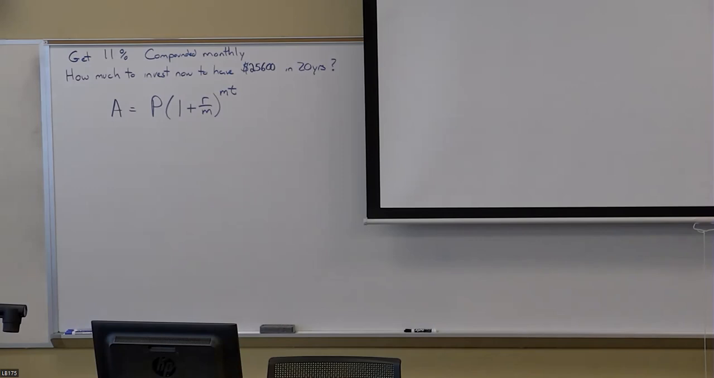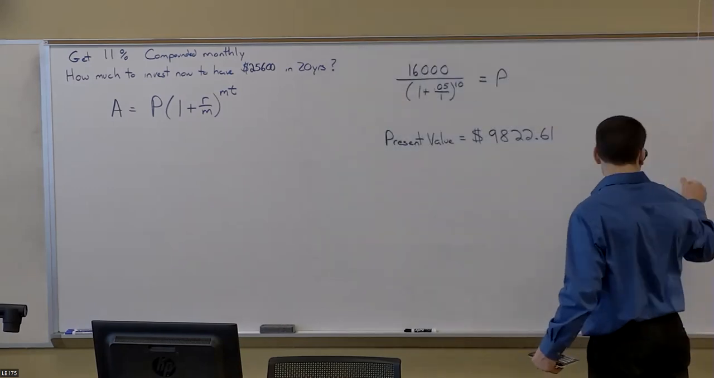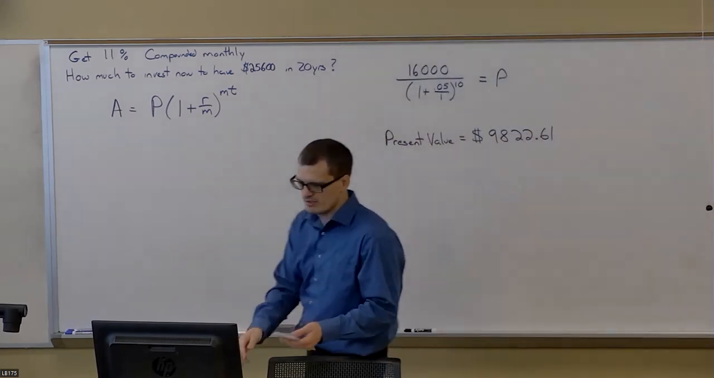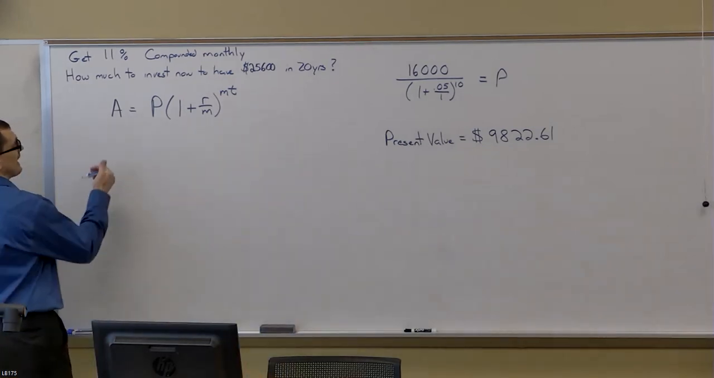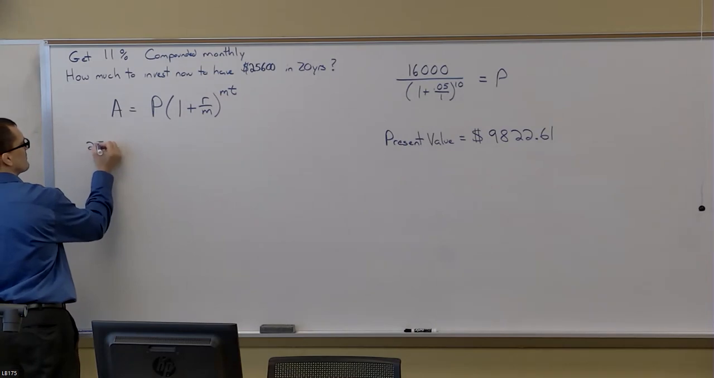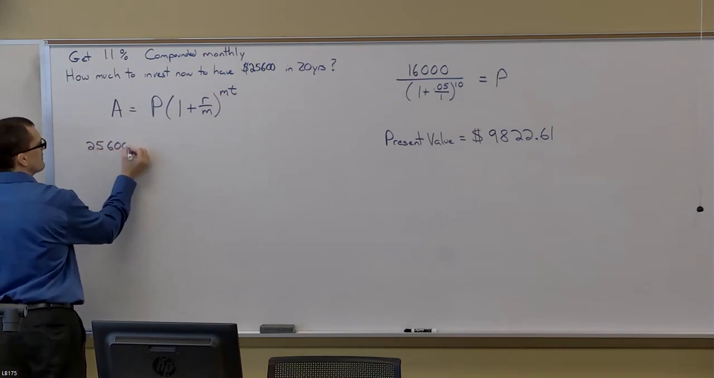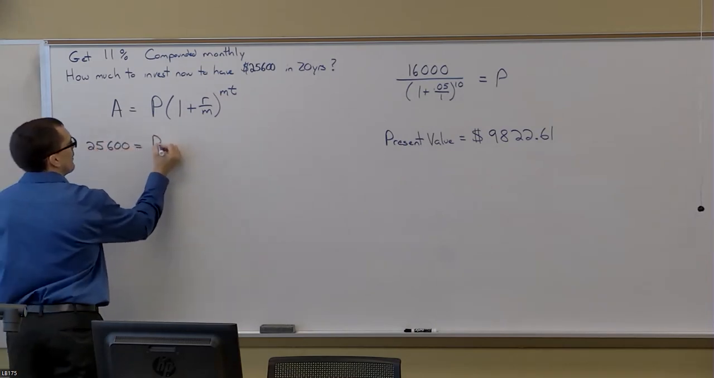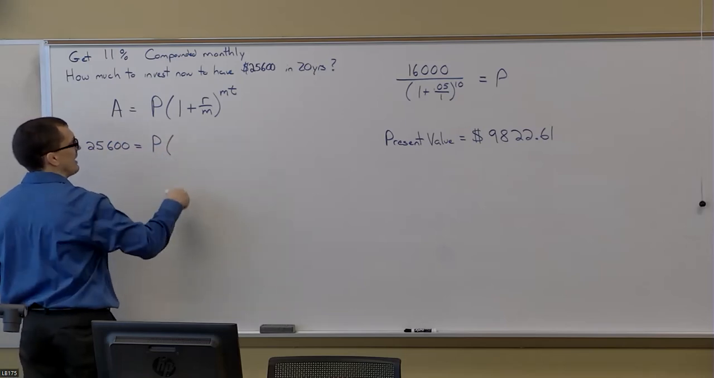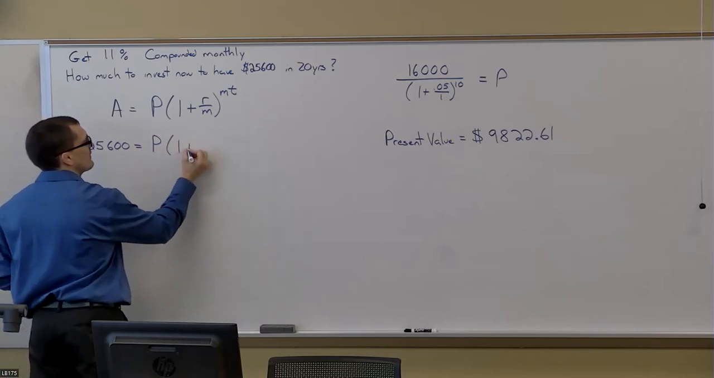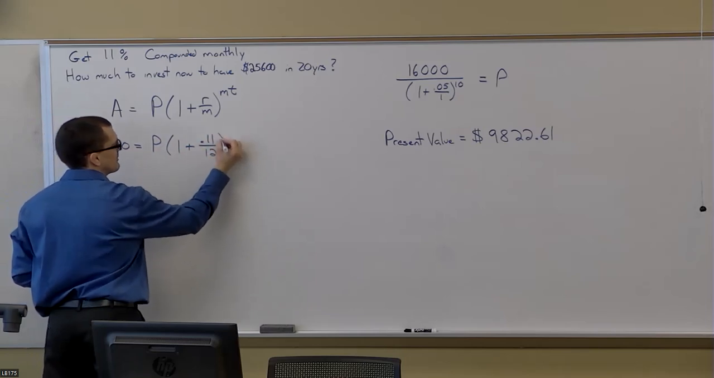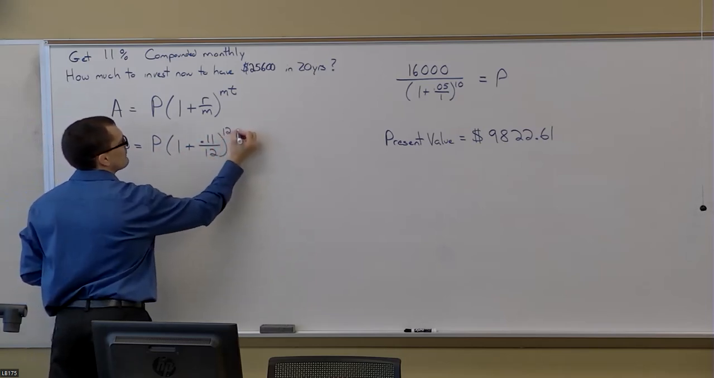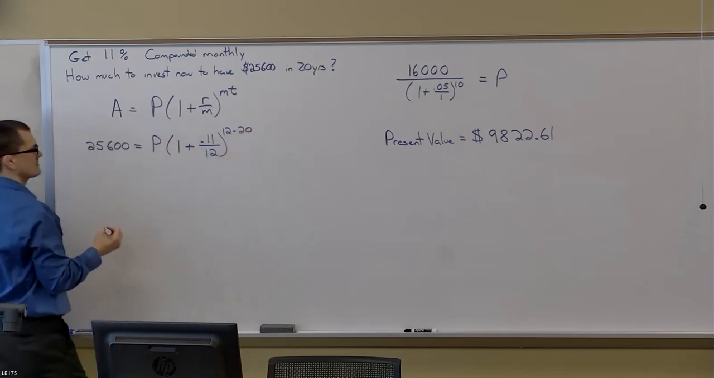Perfect. All right, people are doing really well on this. I'll keep moving along. In this case, we want to have $25,600 in the future. We want to know how much to invest now to have that. We can get 11% interest compounded monthly for 20 years.